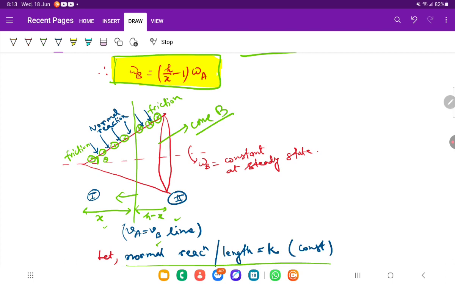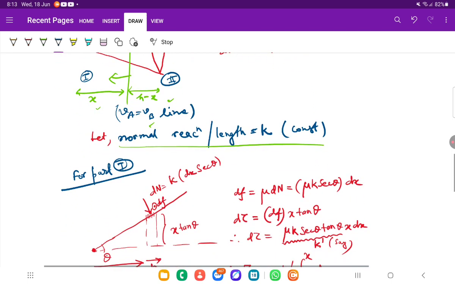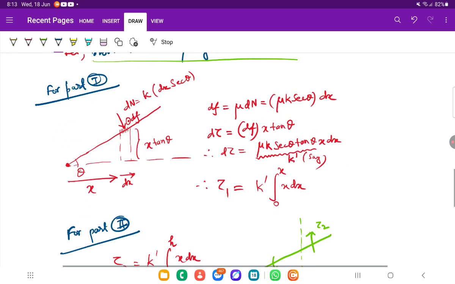So obviously now it's evident that these two parts, separated by the VA equals VB line, will have torques in two different directions, torque caused by the friction, and that too will be counterbalanced. So let me calculate these torque values.